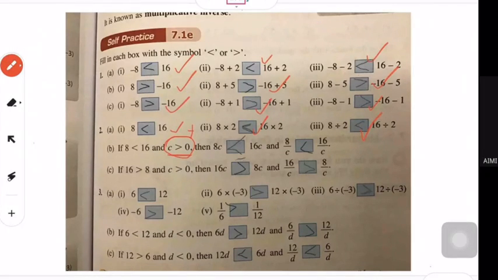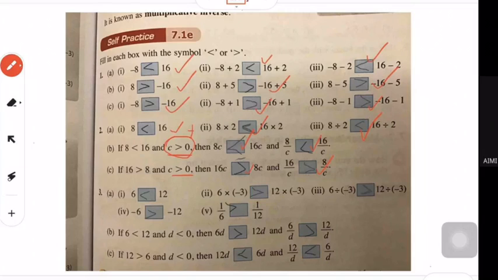Okay? So 8 multiply C means 8 multiply a positive number. 16 also multiply a positive number. The sign doesn't change. Okay? You divide with C also, because C is positive, the sign doesn't change. Question C. 16 is greater than 8. And C the same also. Okay, so these are all positive. C is positive, so the symbol doesn't change.